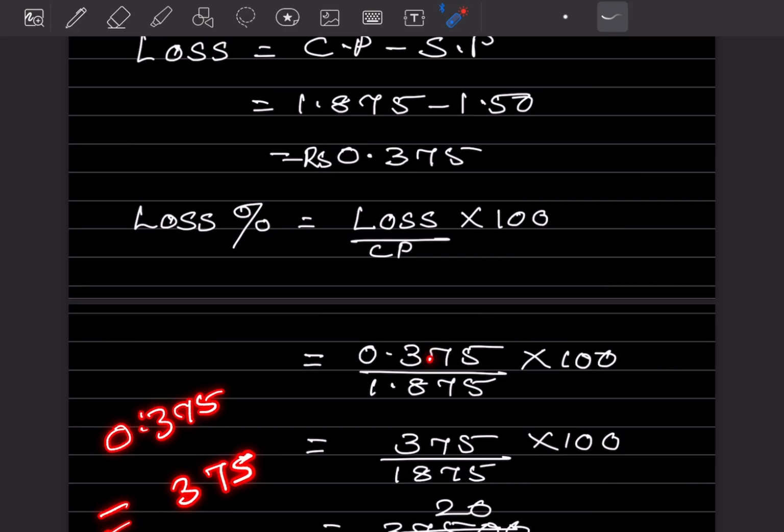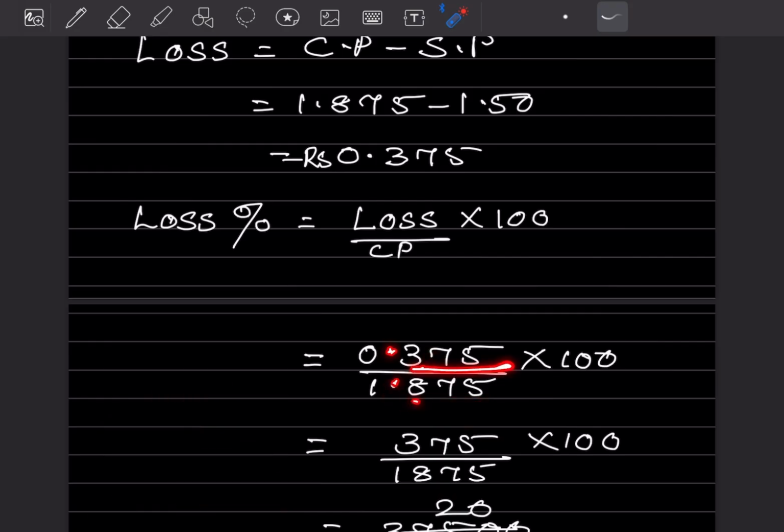we can see here after decimal there are 3 numbers. Here also after decimal there are 3 numbers. So there are 2 ways to do it. You can write here 375 divided by 1000, and this we can write as 1875 divided by 1000. Or, because in both places after decimal there are 3 numbers, we can ignore the decimal and just write the numbers. So this is 375 as it is, and here just ignore the decimal, 1875 into 100. So there are 2 ways.